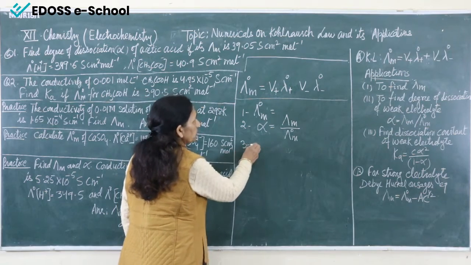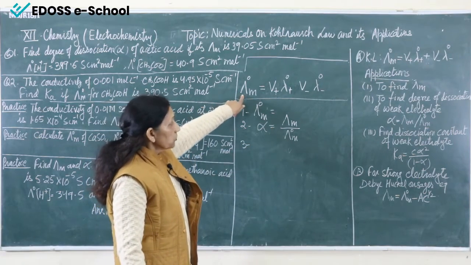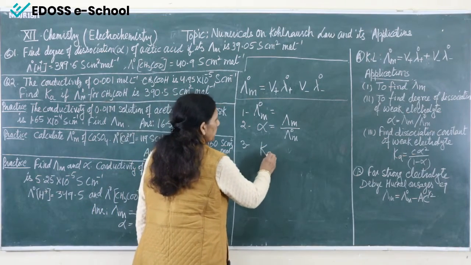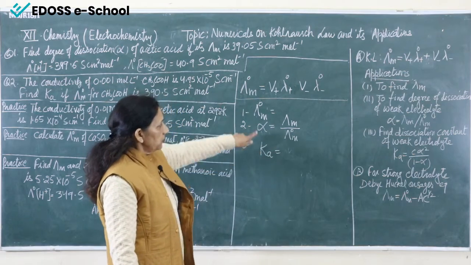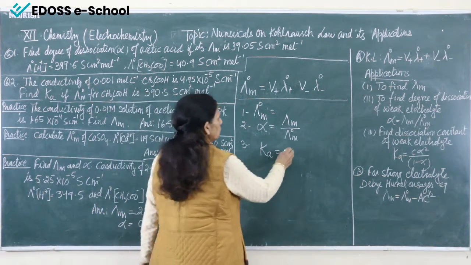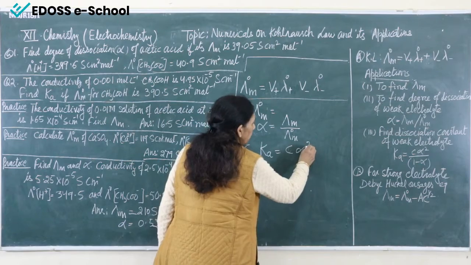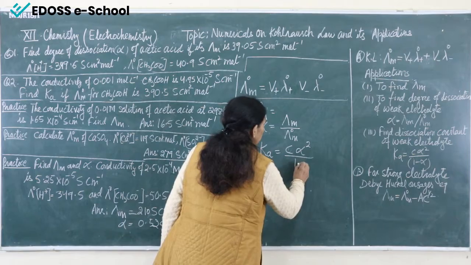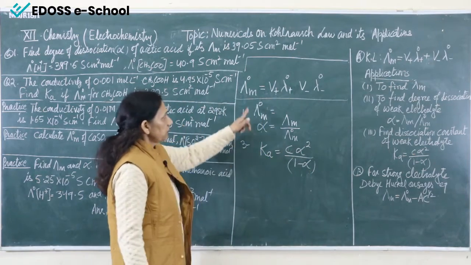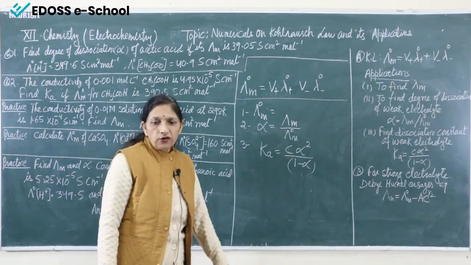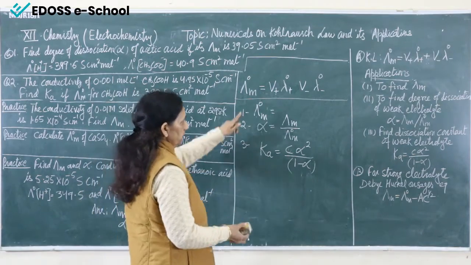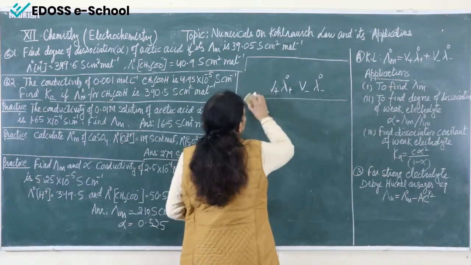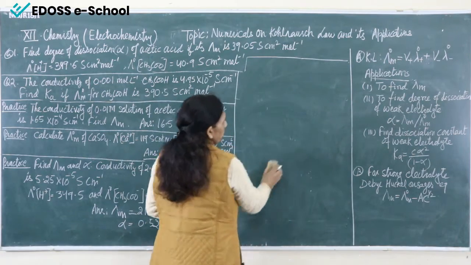The third application of Kohlrausch's law is to find the dissociation constant, Ka. Ka is equal to C alpha square upon 1 minus alpha, where C is the concentration and alpha is the degree of dissociation. So how we can apply Kohlrausch's law in the numerical: these are the three applications of Kohlrausch's law.